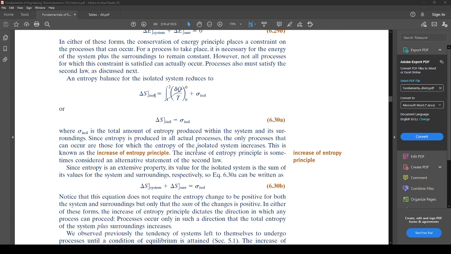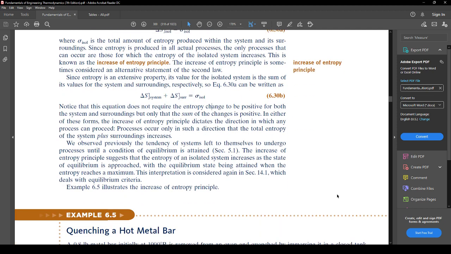Since entropy is an extensive property, its value for the isolated system is the sum of its values for the system and the surroundings, respectively. So equation 6.30a can be rewritten as the following. So what they did was they said delta S of the system plus delta S of the surroundings is equal to just the entropy produced. And it has to be, right?